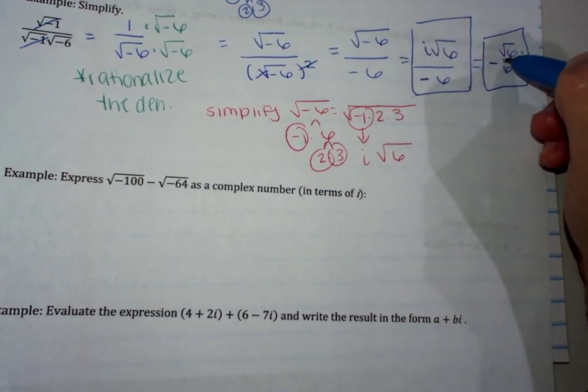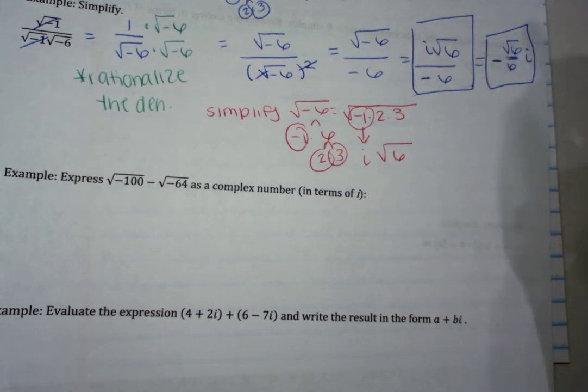They just wrote it as the number, and then they wrote the i separate. It's the same thing. Here the i is up top. Here the i is still up top, but they just kind of wrote it separately. So either one is exactly the same.